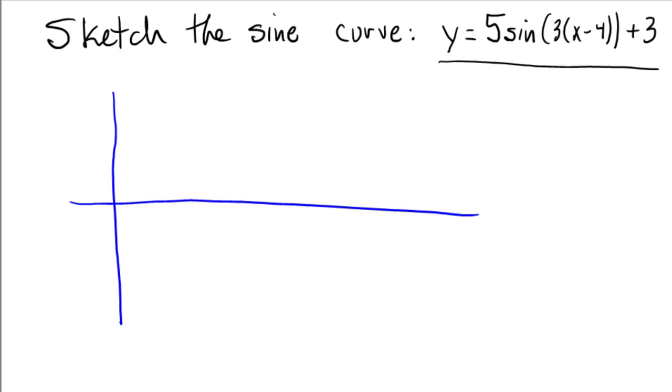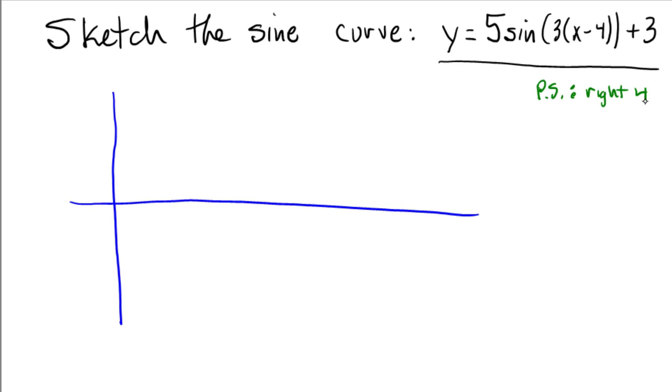Hey there, let's draw this sine curve in hopefully the most straightforward way possible with the least amount of heavy lifting. So y equals 5 sine of 3 times (x minus 4) plus 3. The first thing I'm going to do is look at the phase shift. My phase shift is found by the horizontal shift, and I can see that it's right 4. I need to move right 4 units.